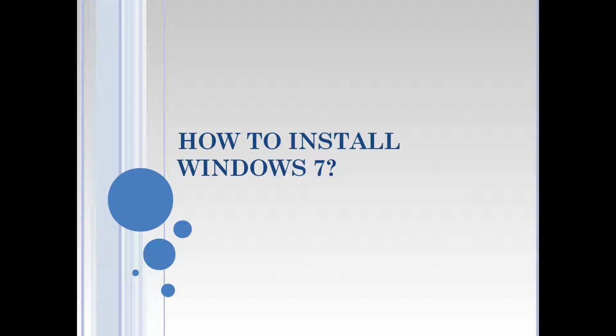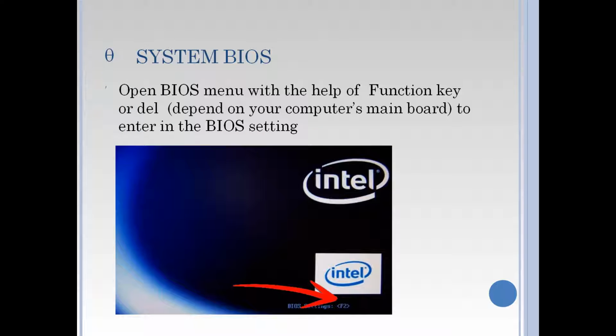So the task we are going to discuss is how to install Windows 7. First of all, we have to go to the system BIOS. Now what is the system BIOS? System BIOS controls all the necessary information regarding your computer's initial, starting state. Open the BIOS menu with the help of a function key or the Del key, depending upon the computer's main board, to enter the BIOS setting. Many computers have different BIOS keys and settings to go into it.